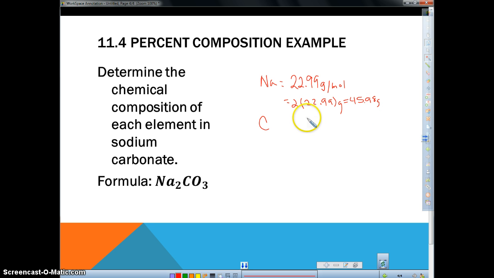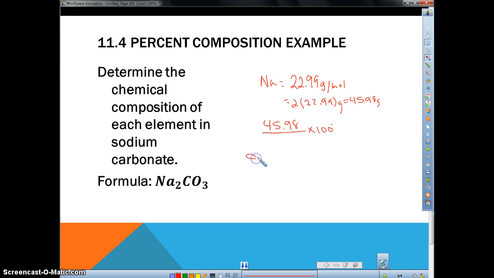Now, to get the percent composition of this, what we have to do is take the mass contributed by our element, 45.98, divided by the mass of our compound, and then multiply that by 100. So let's see what the mass of our compound is. We're going to figure that out when we find out how much each individual element contributes. So let's keep going here. We'll finish this out in a second.